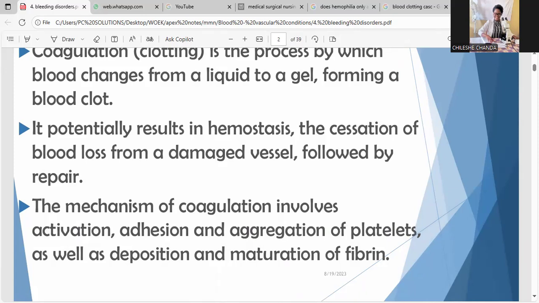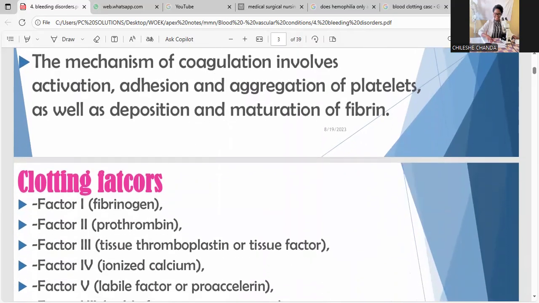The mechanism of coagulation involves activation, adhesion, and aggregation of platelets. So first of all, the platelets are activated, then they start adhering to the endothelium as well as to one another, and then they start aggregating. And then there is deposition of a protein known as fibrin.